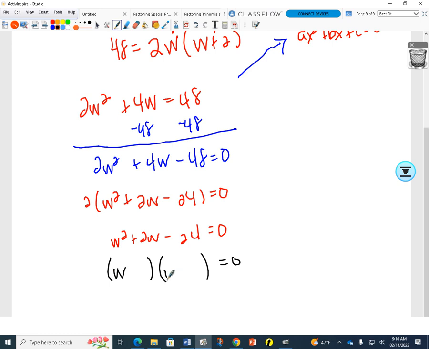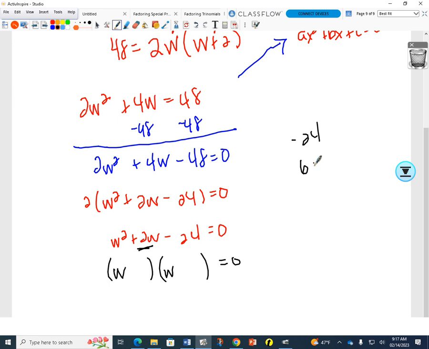Now, I'm going to list the factors of my constant, where my constant is negative 24. If I can think of the factors in my head, I'm not going to list them all anymore. 2 and 12 are factors of 24, but the difference of 2 and 12 is 10, and I need 2, right? So, yeah, 6 and 4. So 6 times 4 is 24.